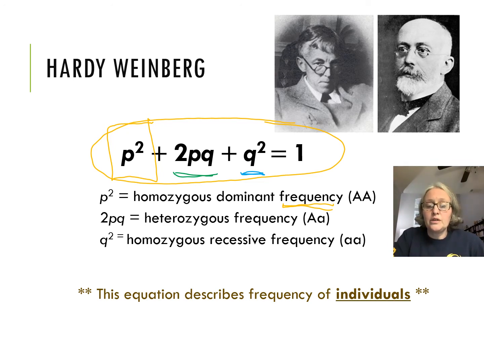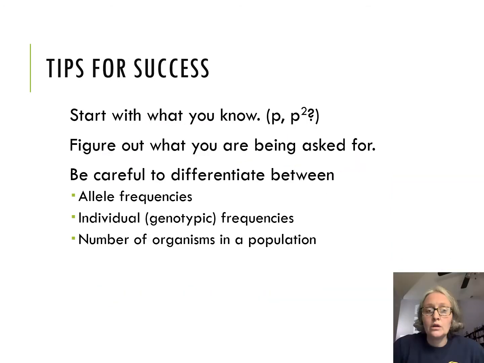The important thing to remember about this particular equation is that this is talking about the frequency of individuals. This is different than the previous equation, which was looking at allele frequency. So with these two equations, we can start practicing Hardy-Weinberg questions. As you answer these types of story problems, here are some tips for how to answer a Hardy-Weinberg question. First, you want to always start off with what you know.